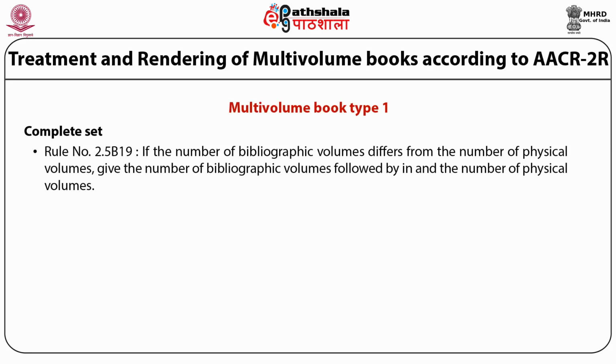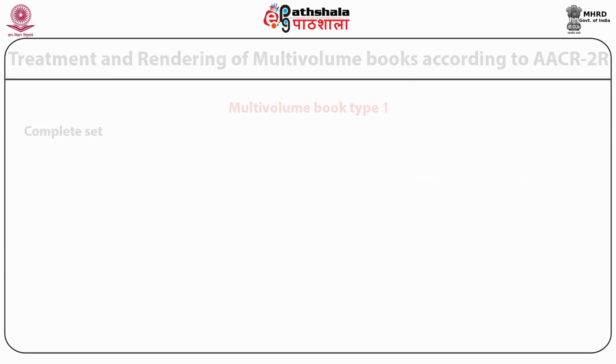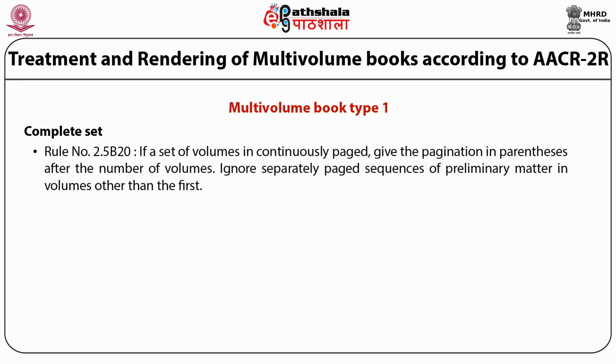Rule number 2.5B19: if the number of bibliographic volumes differs from the number of physical volumes, give the number of bibliographic volumes followed by in and the number of physical volumes. For example, 8 volumes in 5, 3 volumes in 5. Rule number 2.5B20: if a set of volumes is continuously paged, give the pagination in parentheses after the number of volumes.